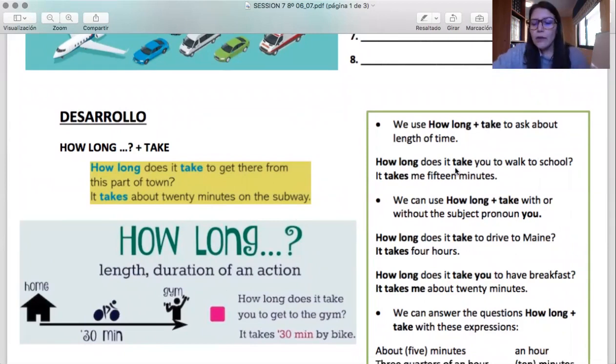Another example, how long does it take you to walk to school? It takes me 15 minutes.